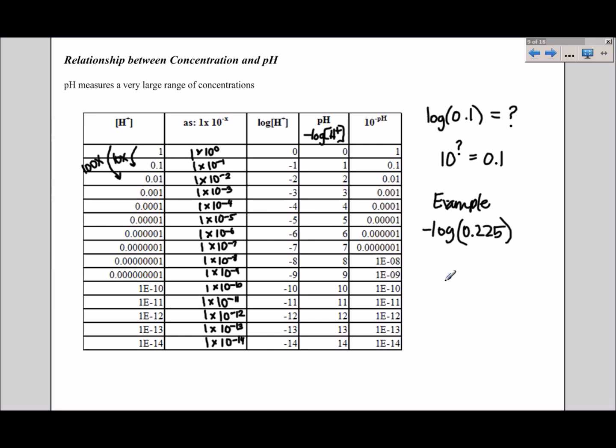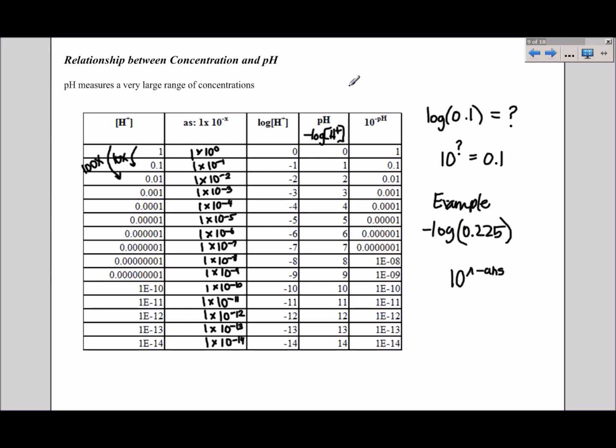Now what we want to do is reverse that. So I want to undo the log. The opposite of log is 10 to the power of. So if you do 10 to the power of the negative of your answer, see what you get. And what you get is 0.225. So taking the log and 10 to the power of are opposite functions of one another.